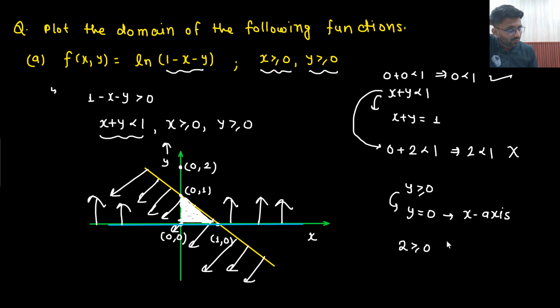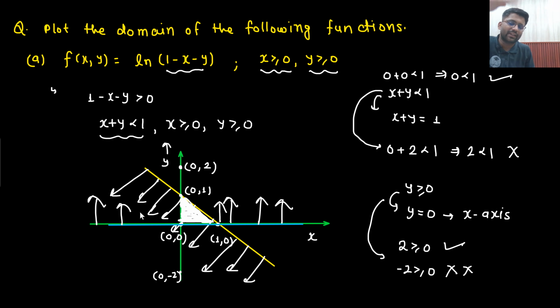Now, next what we need to do? This is acceptable. Let's put this point, sorry, 0 comma minus 2. If I put 0 comma minus 2 here, minus 2 greater than or equals to 0, is it correct? No. That means this point will not be accepted. So the upper side will be accepted, the lower side will not be accepted.